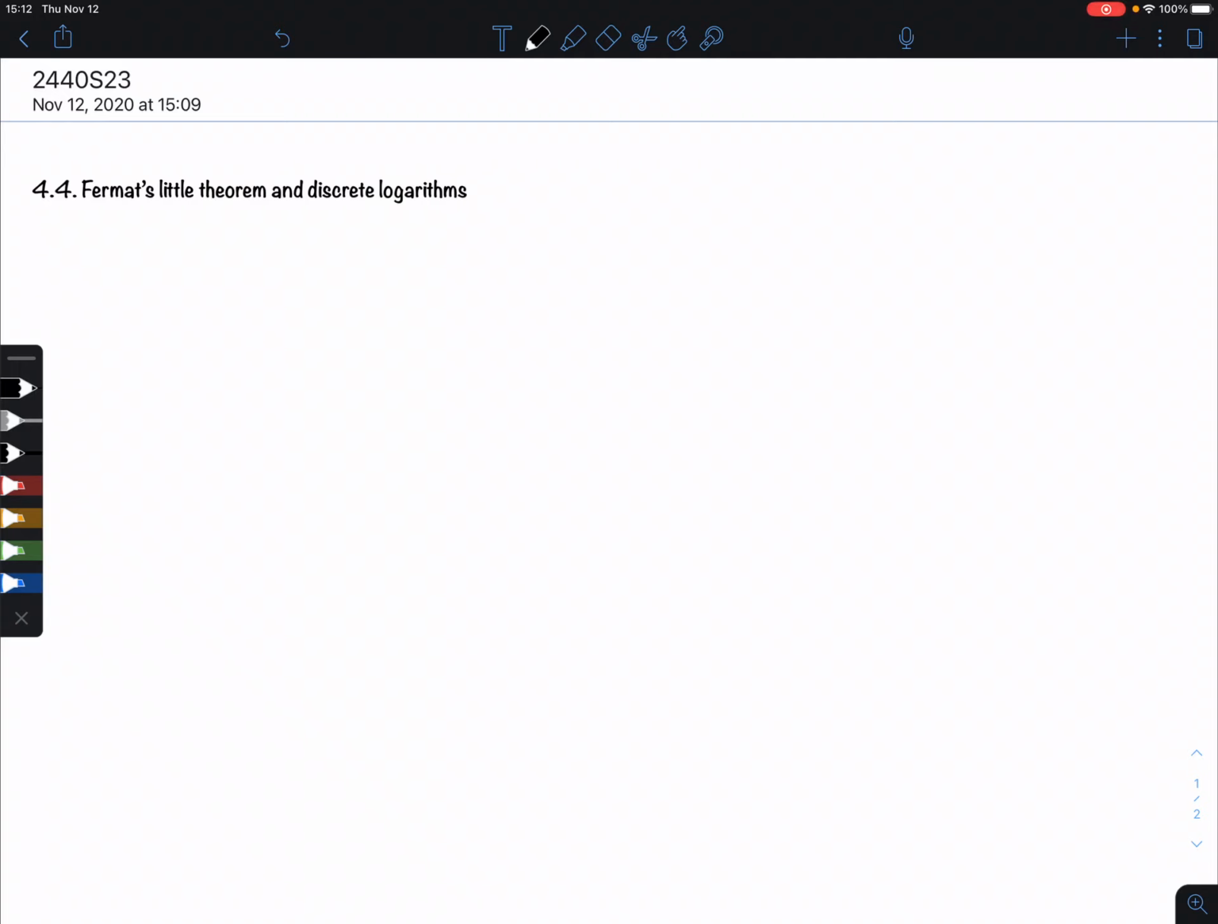Hello everyone, I'm going to continue with 4.4, and you see I've changed the title slightly. I'm calling it Fermat's little theorem and discrete logarithms. There are two topics that we still have to discuss in 4.4. So the first one, let's start with Fermat's little theorem.